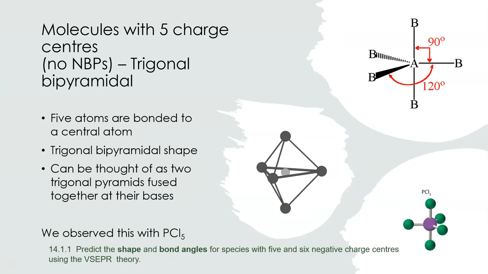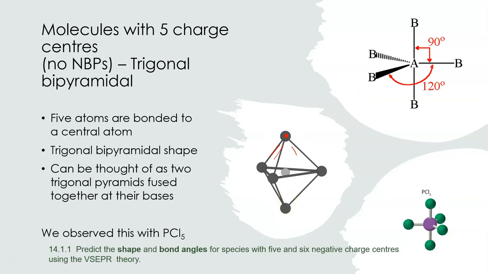So when we're talking about 5 charge centers with no non-bonding pairs, the shape that we get is a trigonal bipyramidal. It's 5 atoms, each bonded to the central atom as we see here. If we think about it, it can be thought of as 2 trigonal pyramids fused together at their bases.